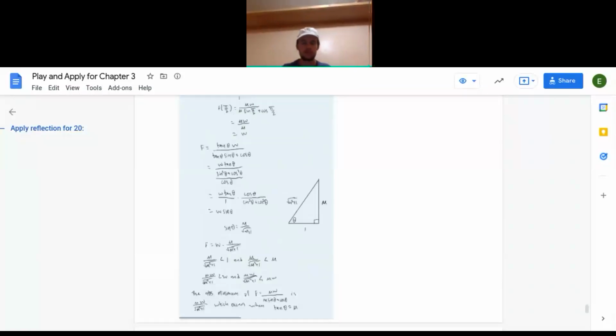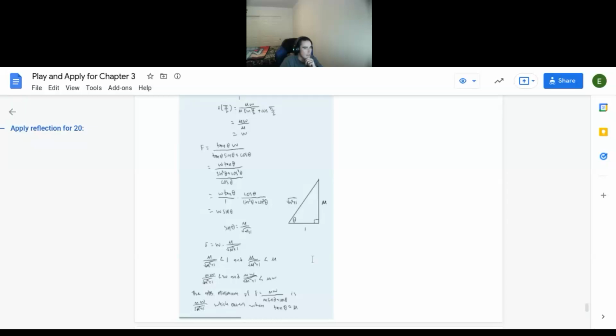So for mine, I just kind of need to simplify it, set it equal to 0, solve for theta, and just keep working through the problem there to figure out the minimum it can be within its given domain and the maximum, and then just prove that the force is minimized.